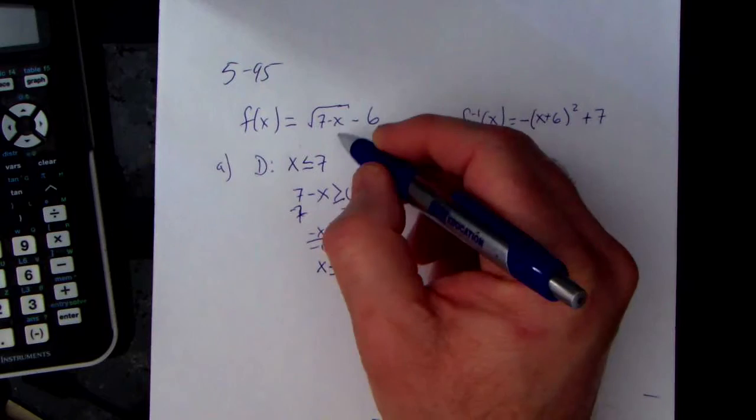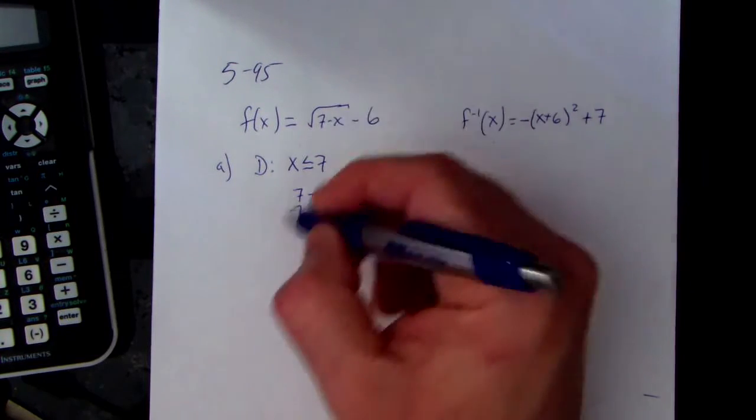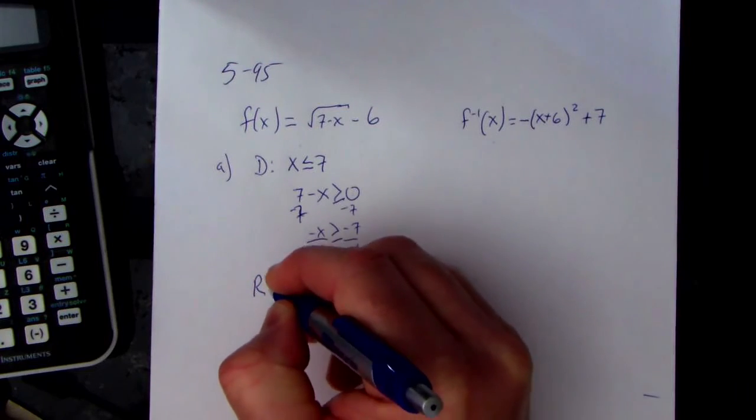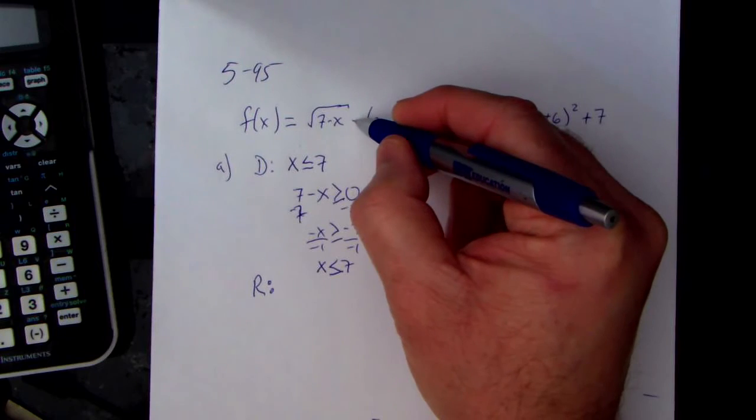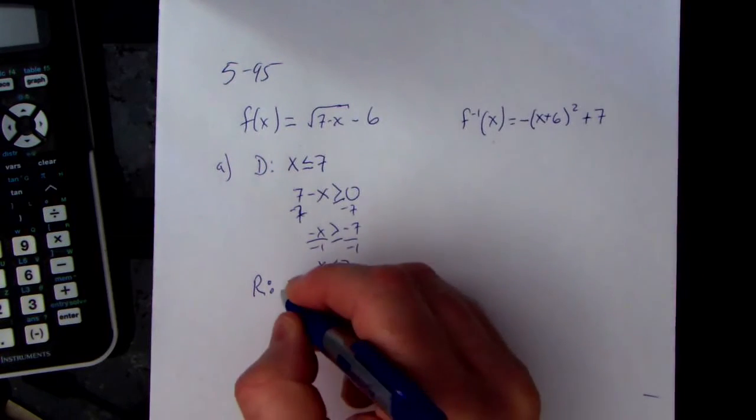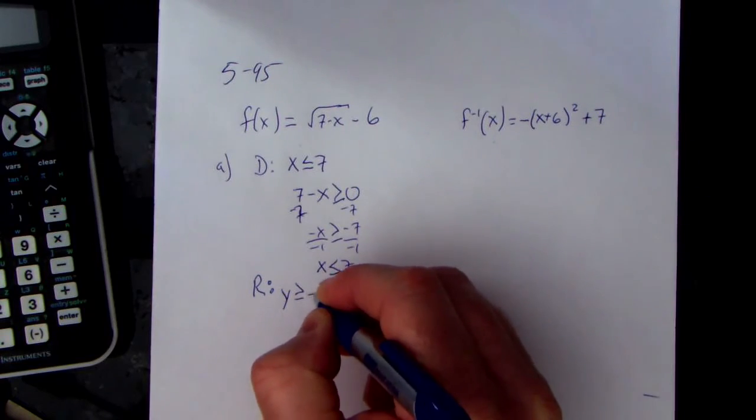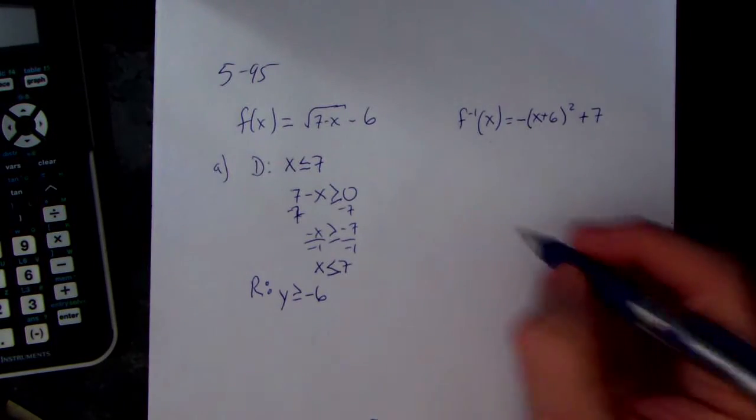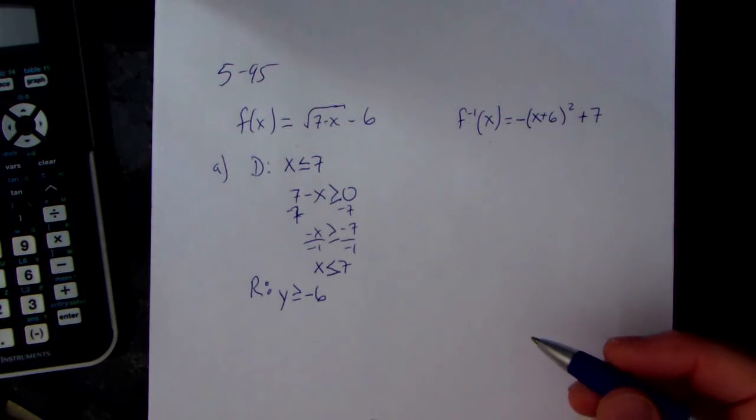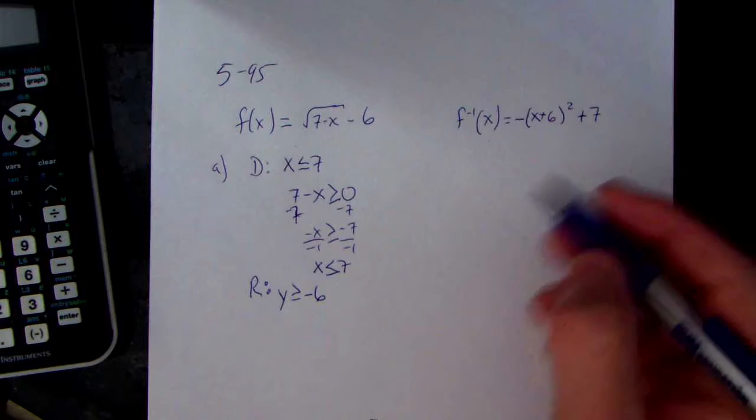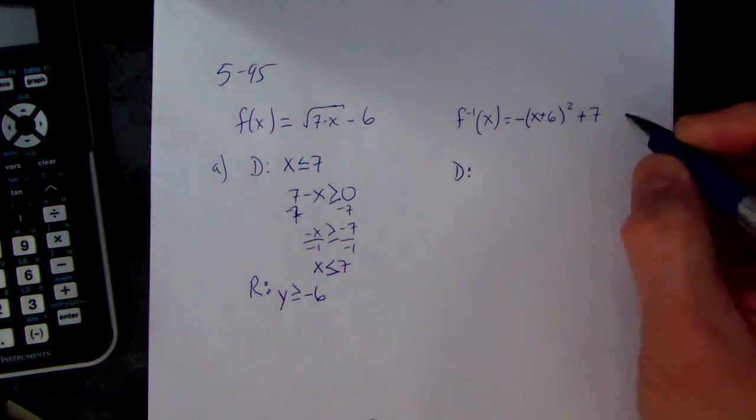Now your range, or the smallest this can be, is 0. So if we're going to take 0 as the smallest number and subtract 6 from it, that means that your y values all have to be greater than or equal to -6. That would be the 0 minus 6. It would be the lowest output you could get for f of x. Then we'll do the same thing for the inverse of f of x.